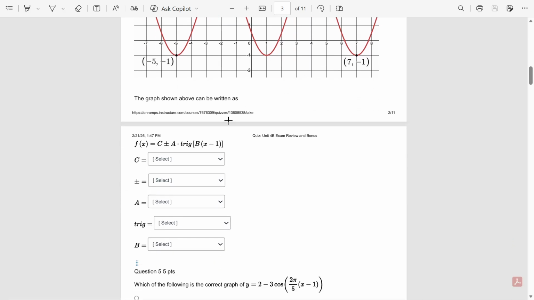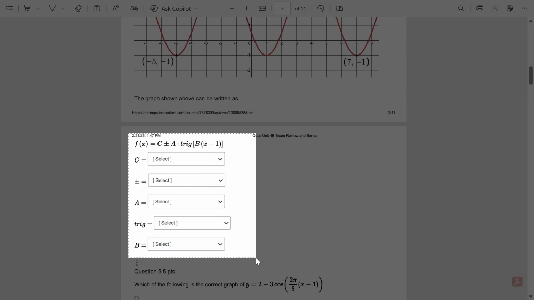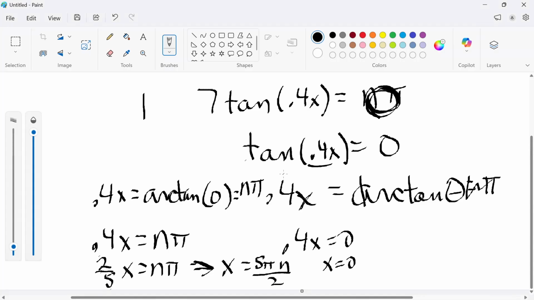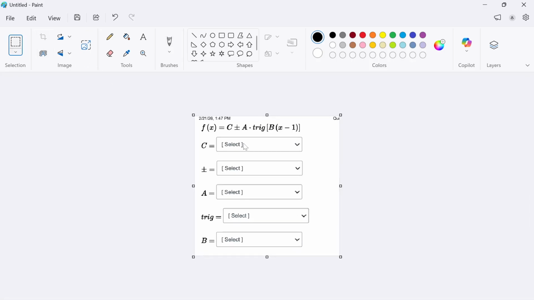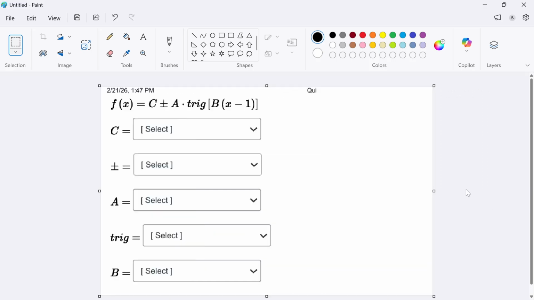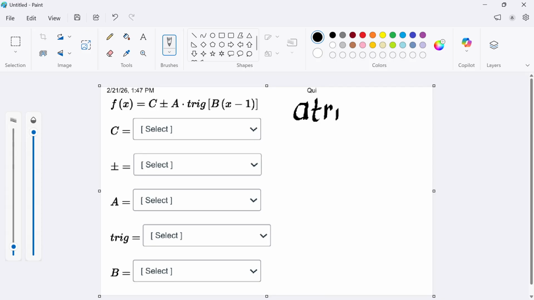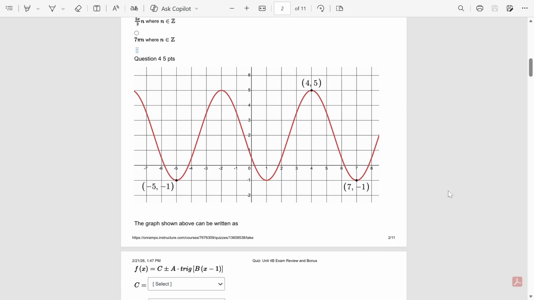All right, so I'm going to put this in my image, and then I'll look at the graph in the PDF so I can do this. Now, notice they have C, but a lot of people call that D. It's A trig, little b, x minus c plus d. So what this question is calling C is the shift up or down.